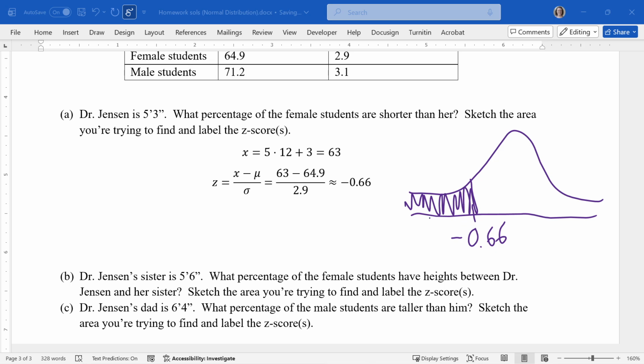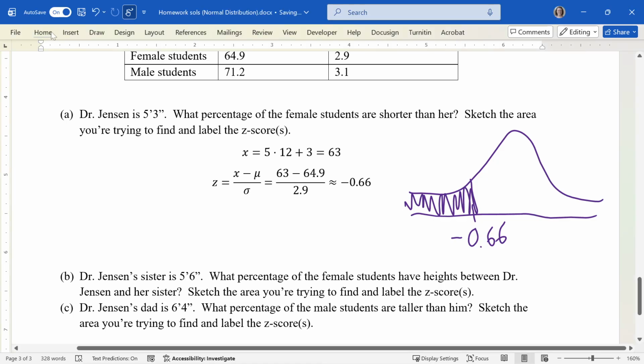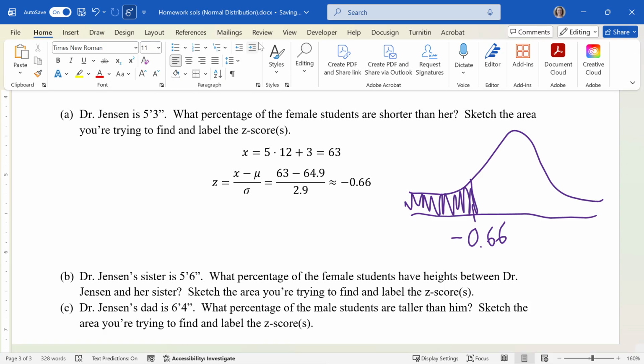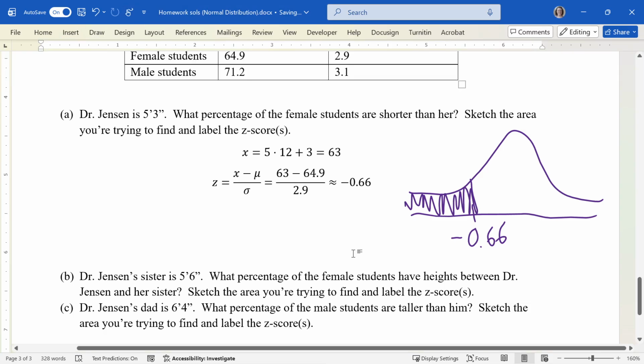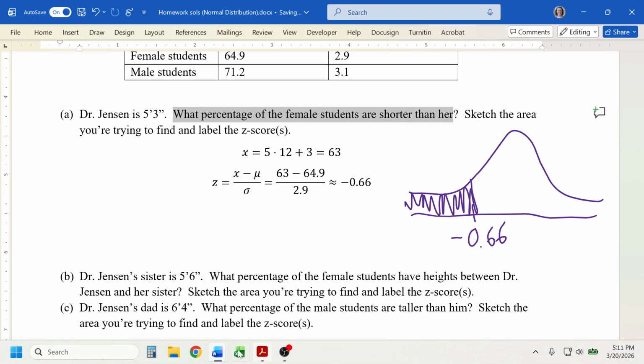Okay, there it is. And now I'm looking for female students that are shorter than me, so that's why I colored in the region with z-scores that would be less than my z-score. Okay, so if you are shorter than me, then you have an even smaller z-score than that. Okay, and now what percentage actually is that?